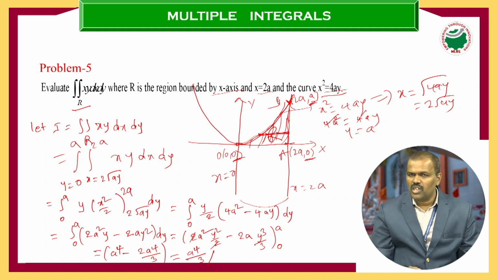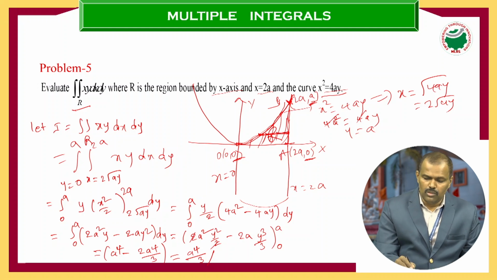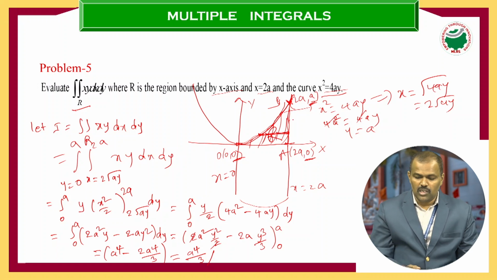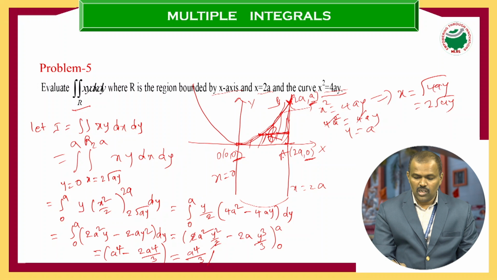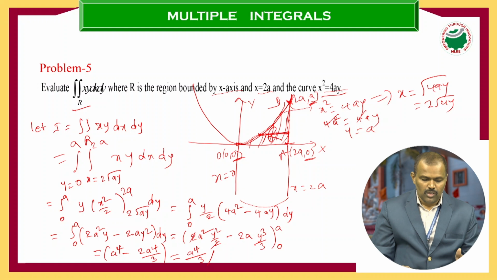So this is the way of getting x limits. Then coming to the y limits, y means it's a vertical strip. In this vertical strip, it's very clear. From the vertical strip, one edge is here, another edge is here. So here y coordinate is 0, here y coordinate is a. So y limits are 0 to a. X limits are 2 root ay to 2a.